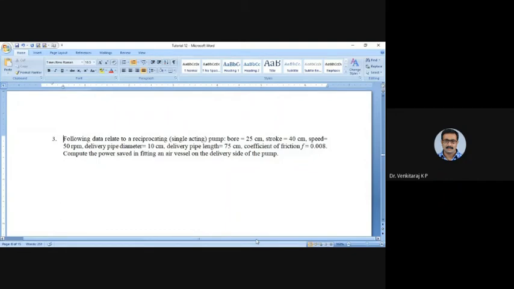So you have the delivery pipe dimensions mentioned, and the cylinder and stroke length mentioned in the question. This data is related to a single acting reciprocating pump. And it is asked to determine the power saved by fitting an air vessel on the delivery side of the pump. We have a delivery pipe fitted with an air vessel, so that will contribute to power saving against friction, which we have to estimate.